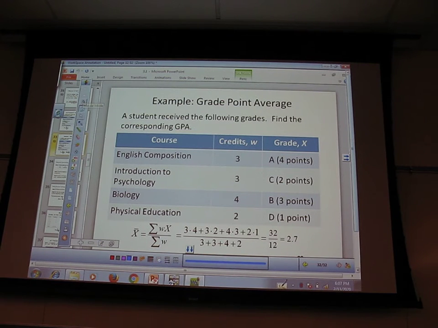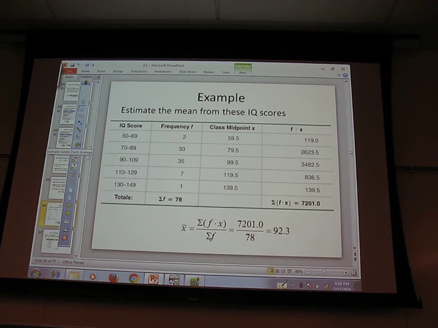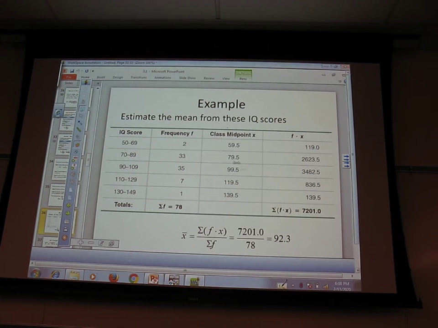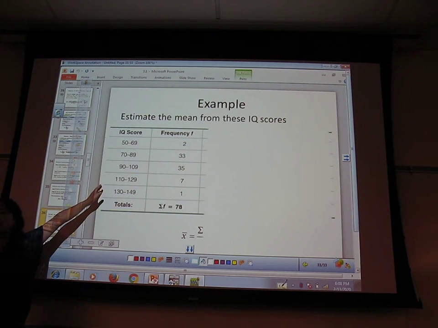Okay, do you guys need 30 seconds with your neighbors? No. Okay. So here, we're going to take a look at classes. So my question here is, what do I do? Here I have a group frequency distribution. Do you guys remember these? You guys did one on the exam?